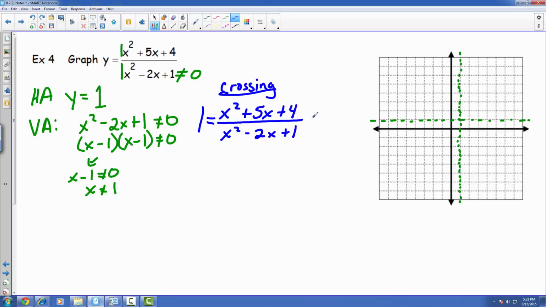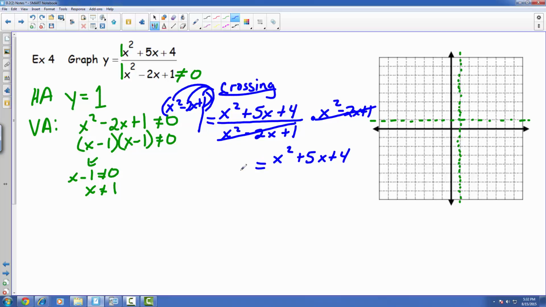At this point, we're going to multiply both sides by our x squared minus 2x plus 1. The reason we do this is that on the right, they just end up canceling, leaving us with the top, x squared plus 5x plus 4. Whereas on the left, when you distribute the 1 into all of these items, 1 times anything is still just itself. So on the left side of our equal sign, we still have x squared minus 2x plus 1.